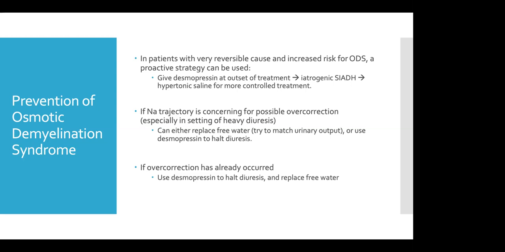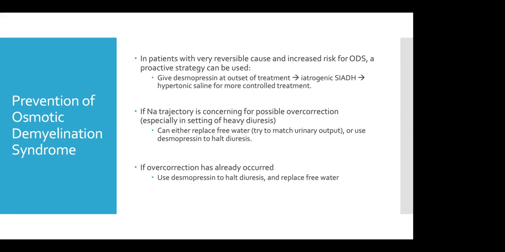The second way is what we more often use, which is looking at the sodium trajectory. If it's concerning for possible overcorrection, you've been treating them, it's only 11 o'clock in the morning and they've already gone up by 4 to 6, then you can either replace free water, especially in the setting of heavy diuresis. When you do that, you're trying to match urine output, or you can use desmopressin to halt the diuresis.